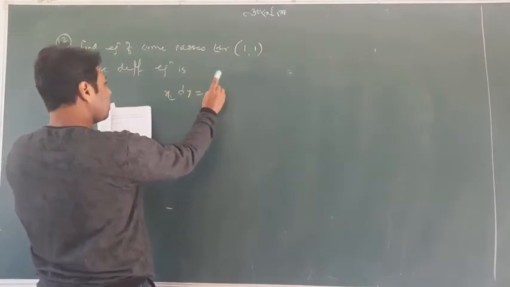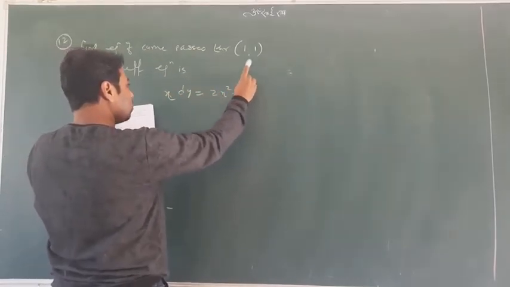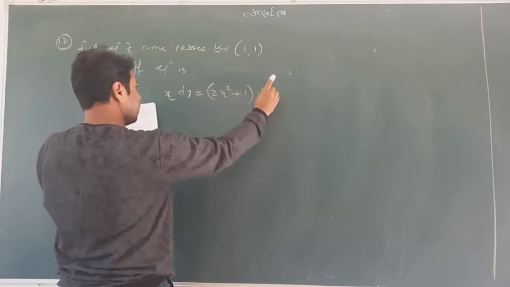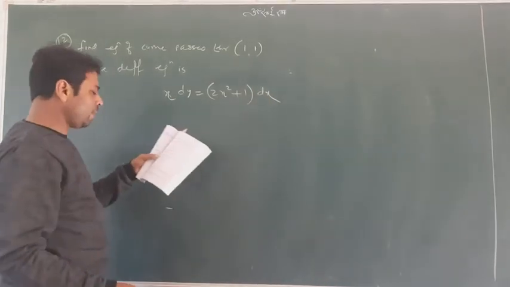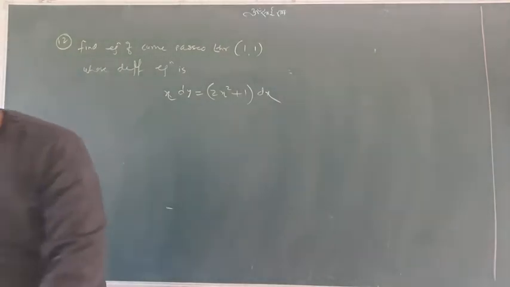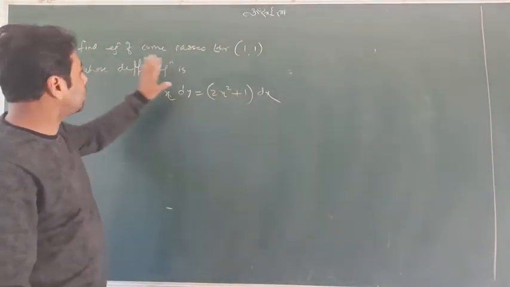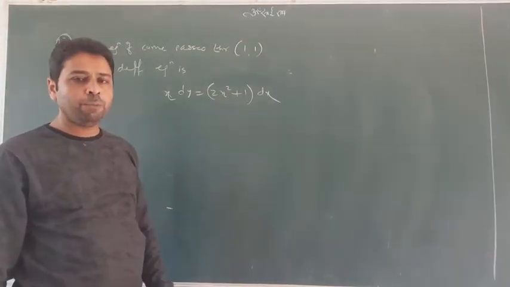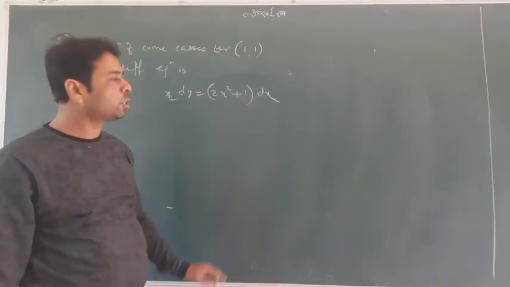x dy is equal to 2x square plus 1 into dx. Okay. Now x dy is equal to 2x square plus 1 dx. This is the situation now given. Now can you read the question? Very beautiful question this is. Now the word is going to totally change.